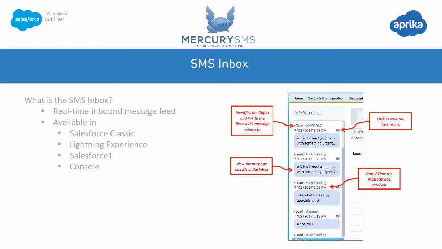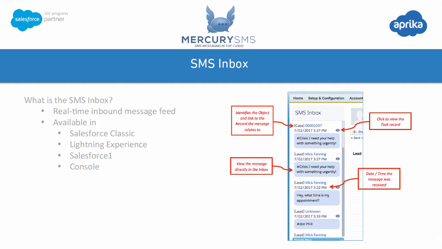Looking at the screen here, we can see an example of the SMS Inbox, and it identifies the object that the message has been associated to. There's a link through to the specific record, so for example, the lead, the case, the account, etc. You can also jump through and view the task record. You get to see the entire message in context of the inbox there, and you can also keep track of the date and time that the messages were received.